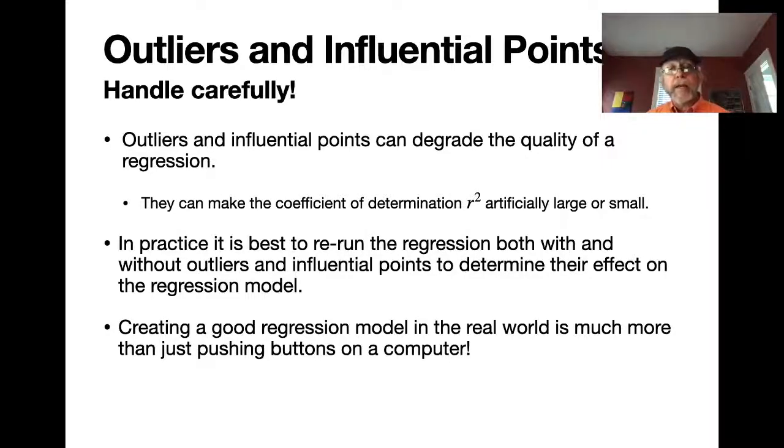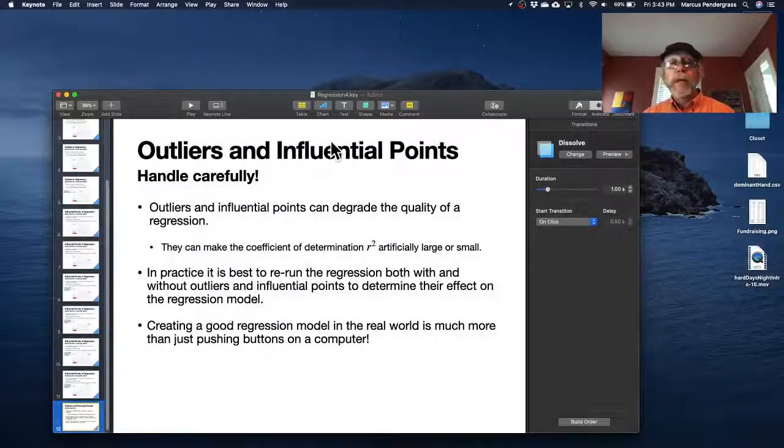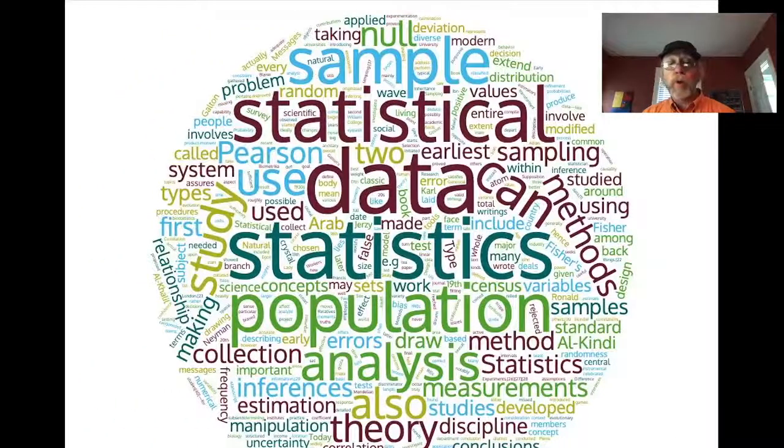And this just points to the idea that creating a good regression model is much more than just uploading your data into a computer somewhere and hitting the run button. It involves a very careful attention paid to the details of your data set. And outliers and influential points are important points to be on the lookout for when you're doing a regression. So there is one idea of outliers and influential points for regressions.